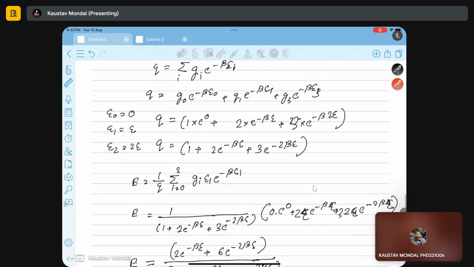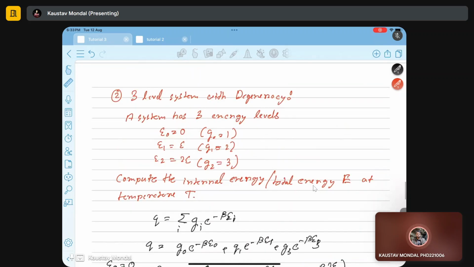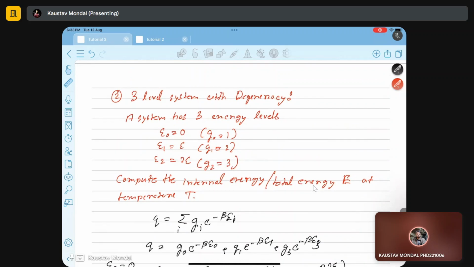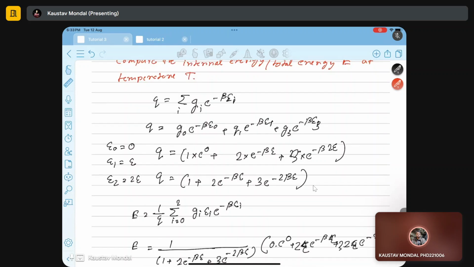Okay, so this problem is a similar type of problem to the first one. Here we have the introduction of degeneracy associated with each energy level. So for that, the expression of the partition function gets slightly modified, which now incorporates the gi factor, which basically encompasses the degeneracy associated with each energy level.